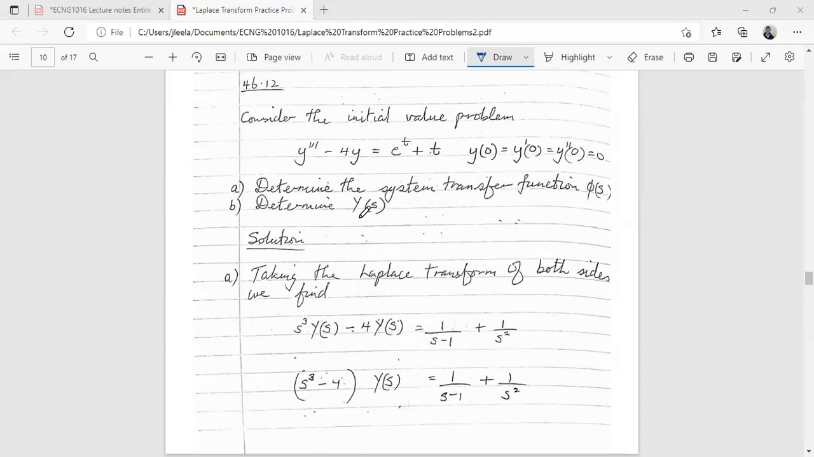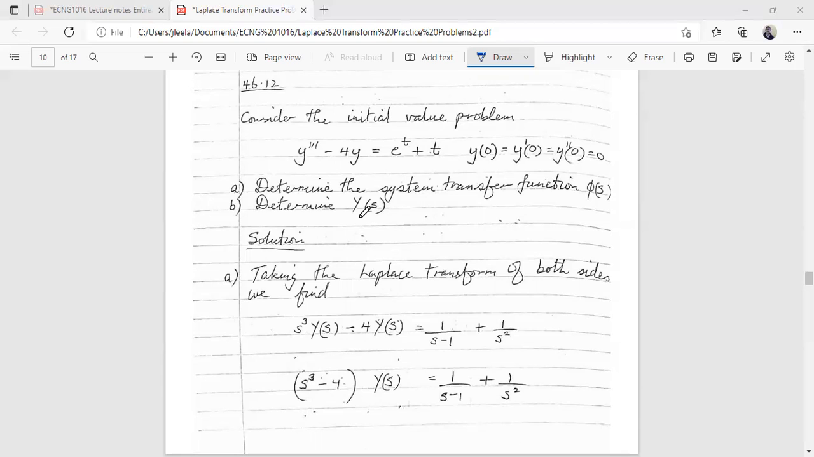Okay, so we'll continue here again. We consider the initial value problem. Now notice this one has a third order differential equation in it, so don't let that confuse you. You have y triple prime minus 4y is equal to e to the t plus t, and you have your initial conditions here. Since you have a triple prime, the initial conditions go up to a double prime.